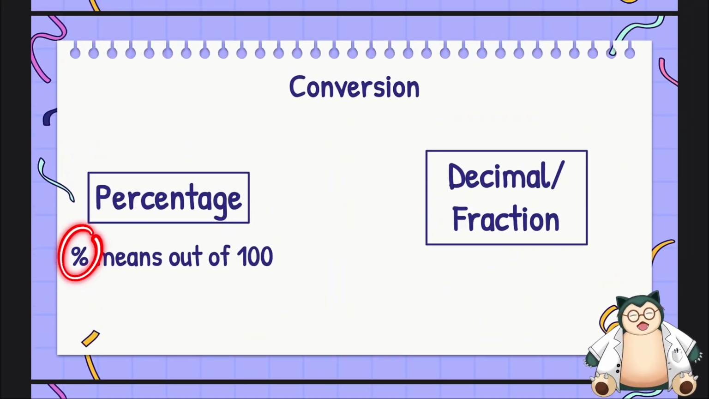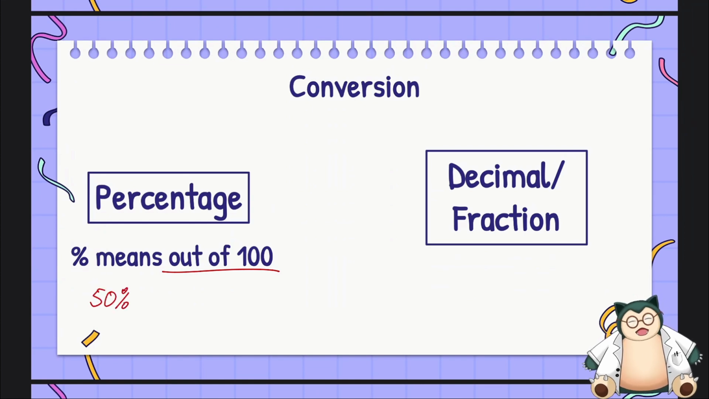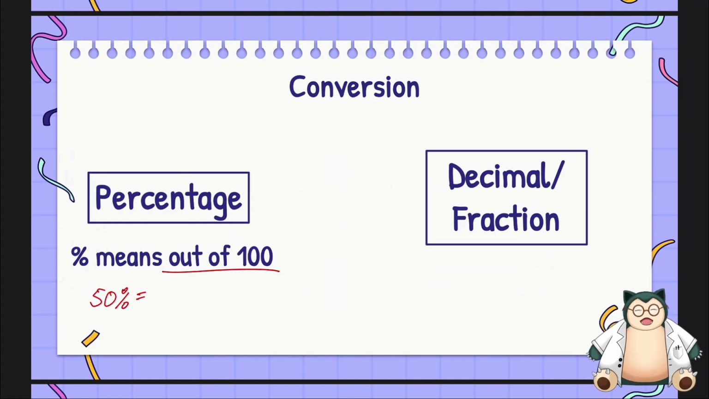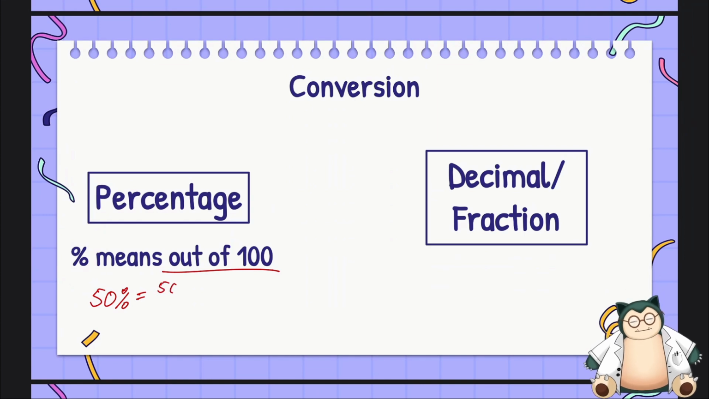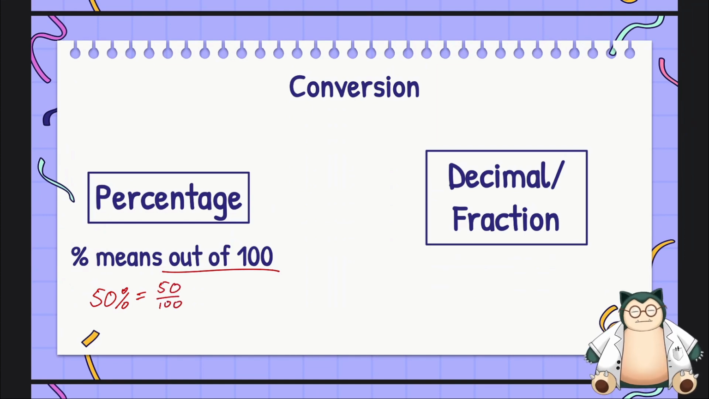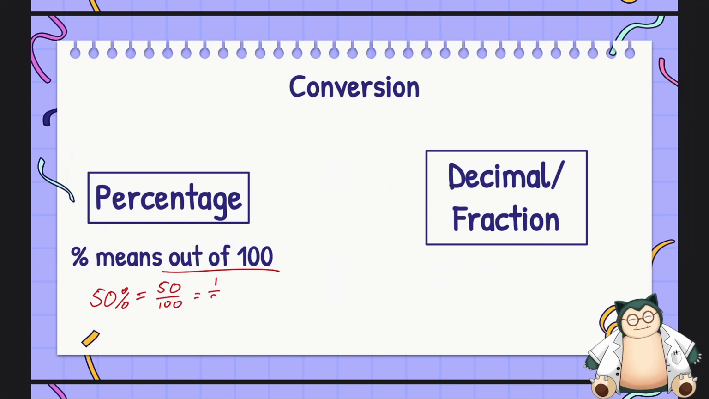Now, when we see this percentage symbol, what will you think of? Alright, simply put, it means something out of 100. For example, when we look at 50% and we want to express it as a fraction, immediately you'll think of 50 out of 100, 50 over 100. And this can be simplified into a fraction of 1 over 2 or a decimal of 0.5.